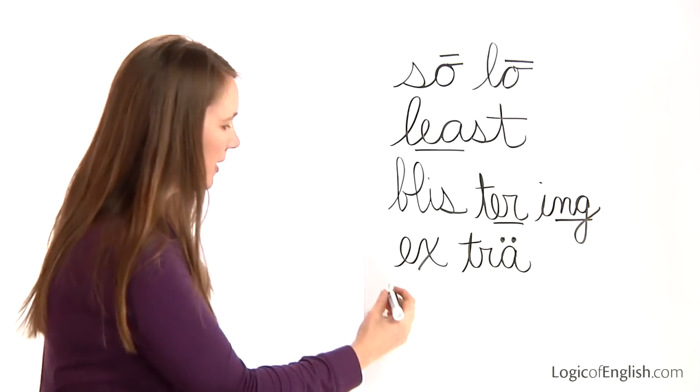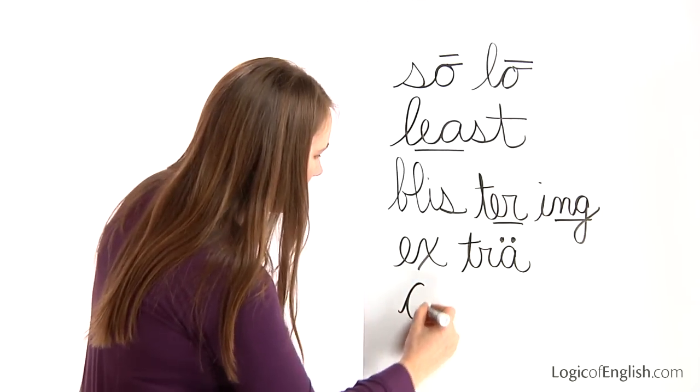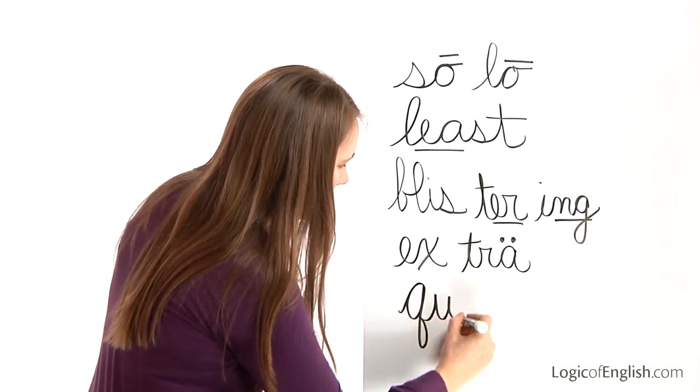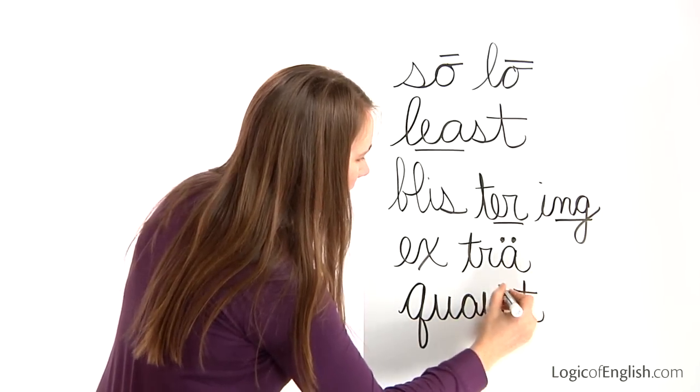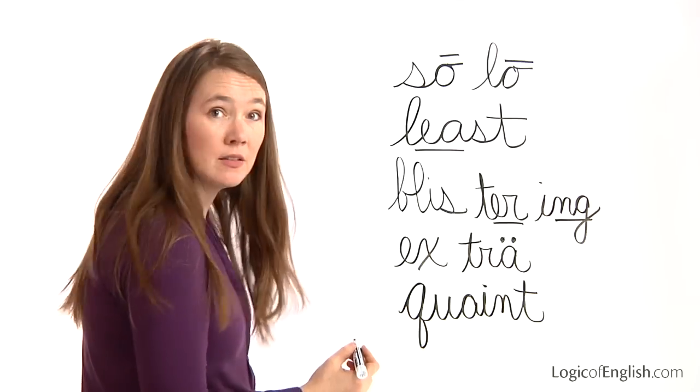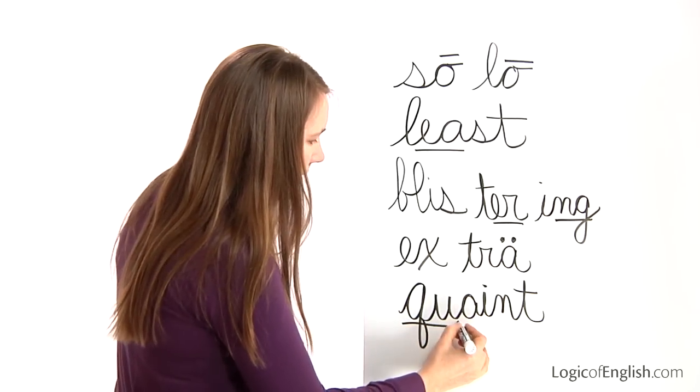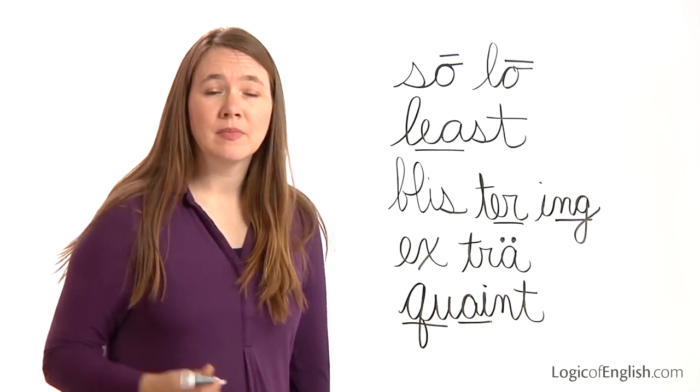And now help me to write quaint. Qu, a, n, t. And how will we mark it? We'll underline the qu and the 2-letter a. Very good.